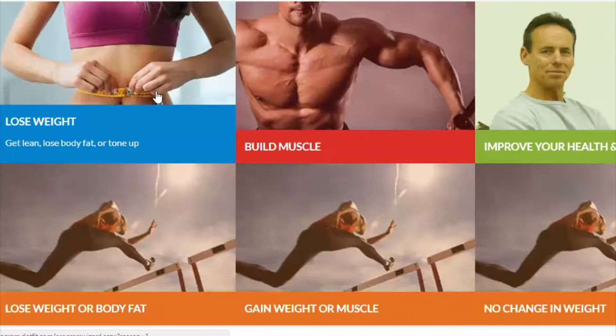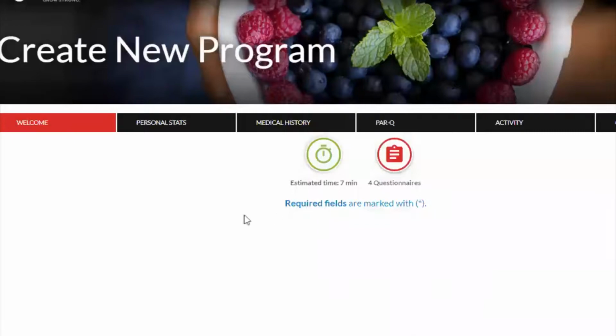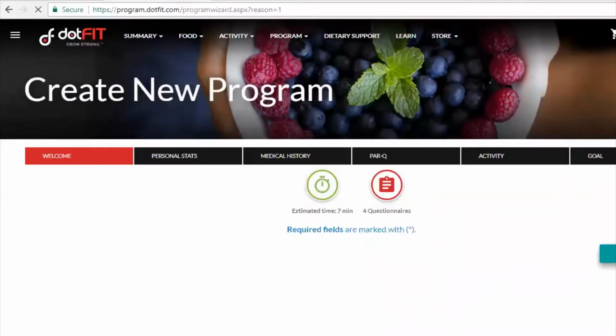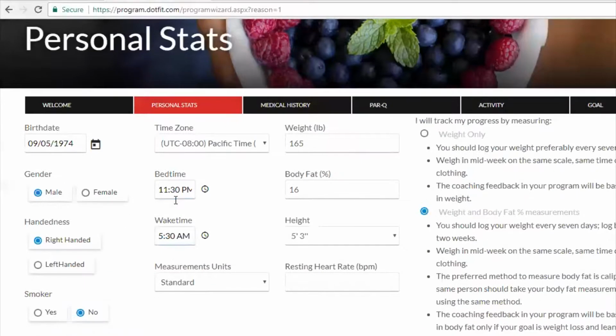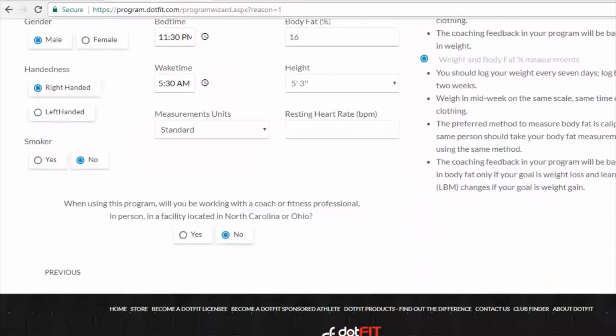Okay, so if I click this, which is what I'm going to do because I want to show you what this looks like, the questionnaire will go through here and ask you height, weight, body composition, all this good stuff. What time you go to bed, what time you wake up. Those are all important for determining that.